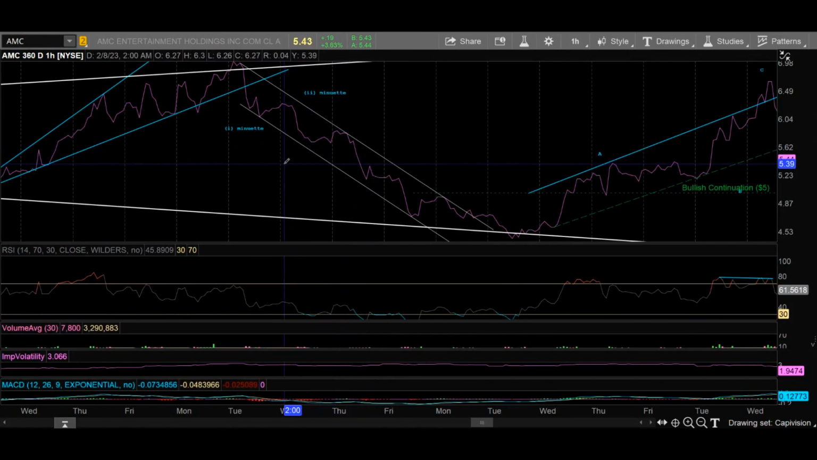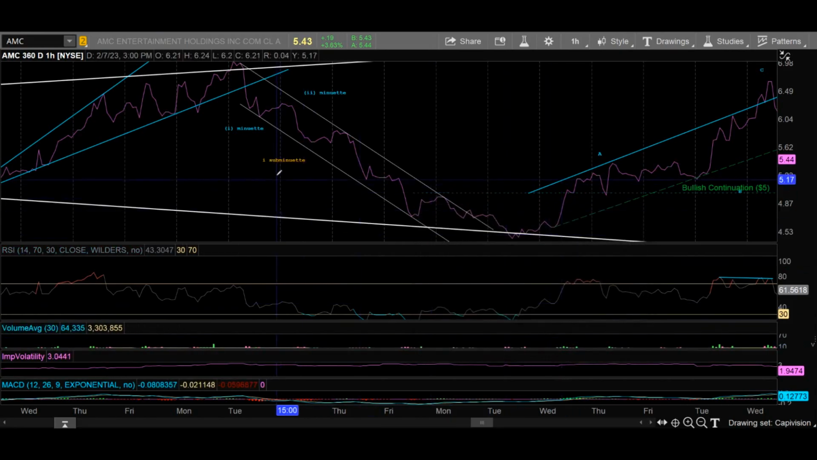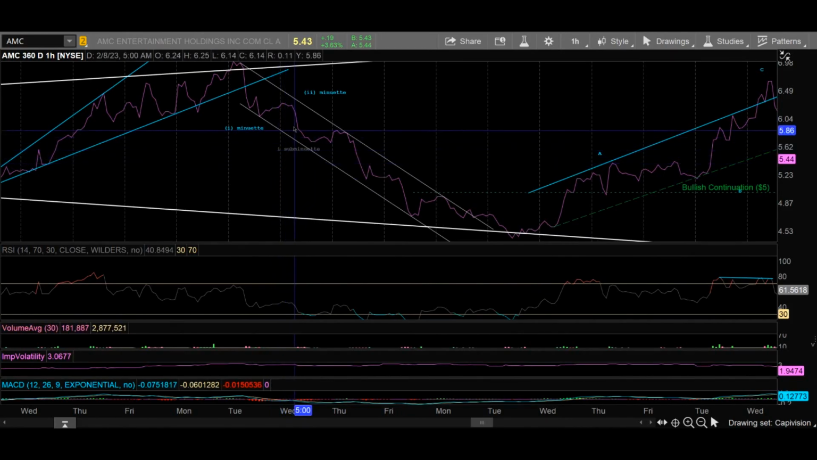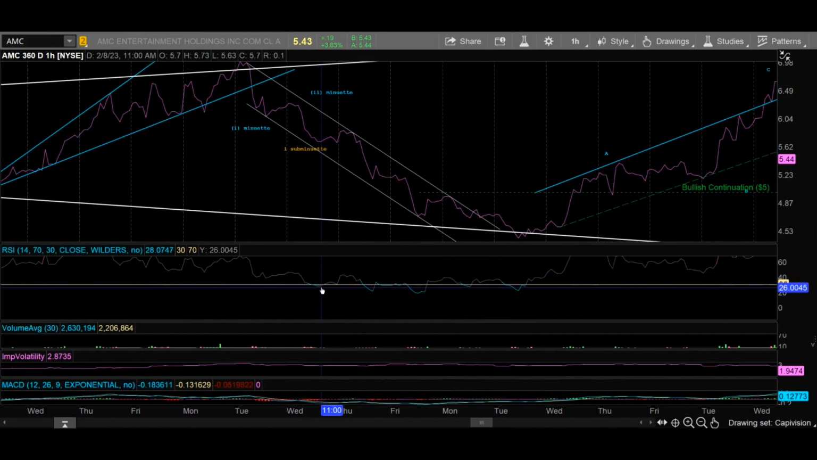The wave degree below minuet is sub-minuet, which is really easy. This is an easy one to remember because it's like sub. Okay, and I use yellow here. So we're going to start counting sub-minuet waves. This initial push we're calling 1, and you can see here that the RSI is oversold, right? Okay, here we go. There's 1.